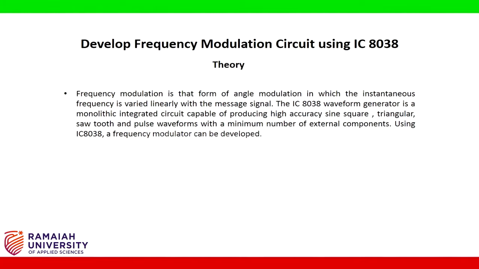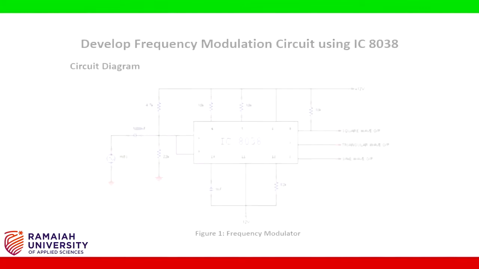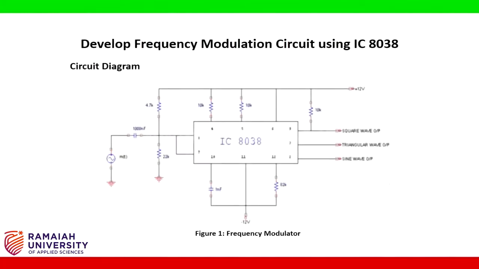The IC8038 waveform generator is a monolithic integrated circuit capable of producing high accuracy sine, square, triangular, sawtooth and pulse waveforms with a minimum number of external components. Using IC8038, a frequency modulator can be developed. The circuit diagram for the frequency modulator is shown here.